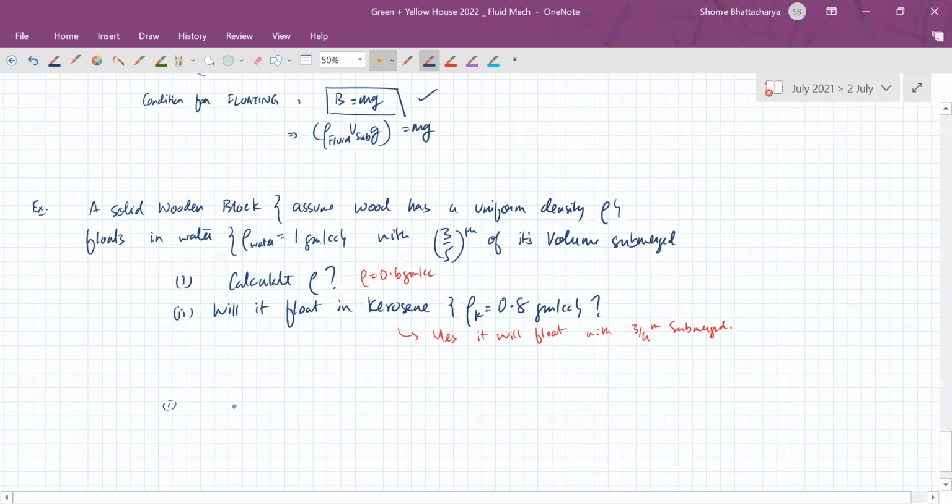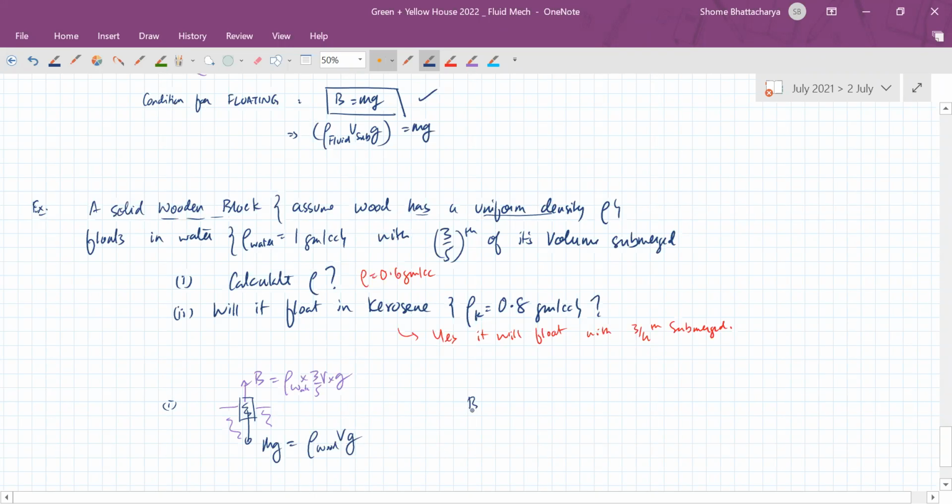So in the first case, when you have water, three-fifths of its volume is submerged. So the buoyant force acting on it will be density of water into three-fifths of the volume into G. Whereas the weight of the block will be density of wood into its volume into G, because it's a solid wooden block and it's having a uniform density.